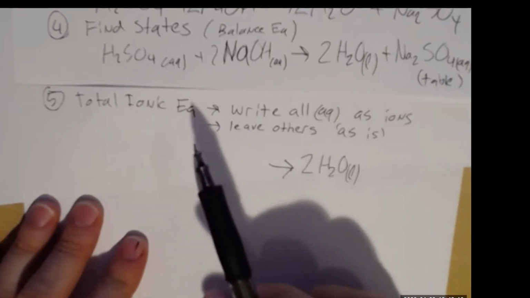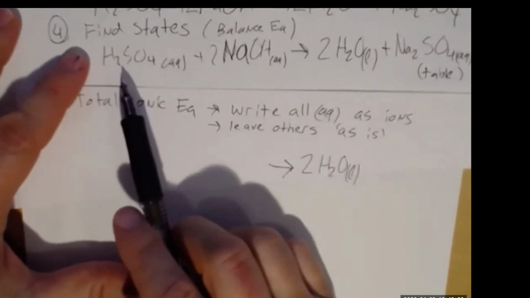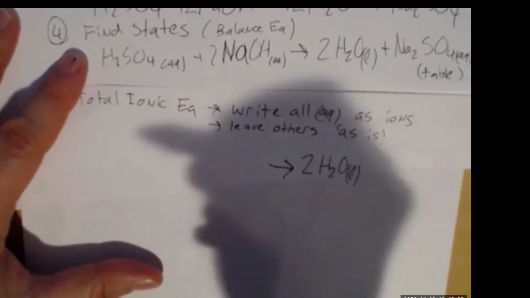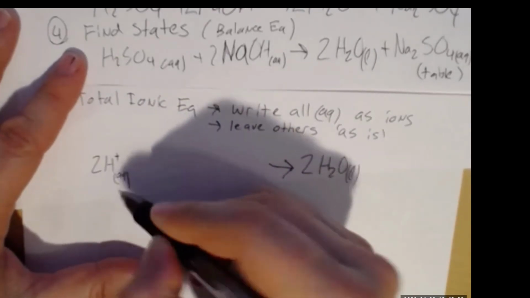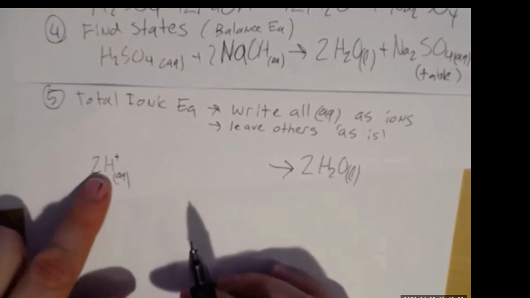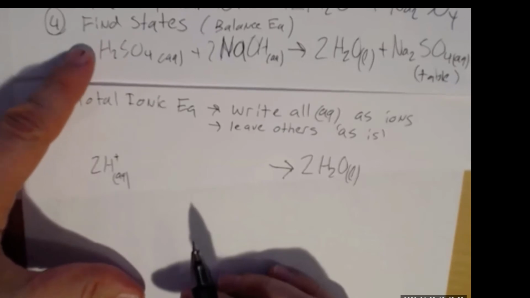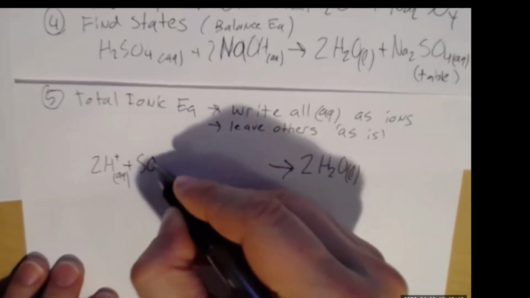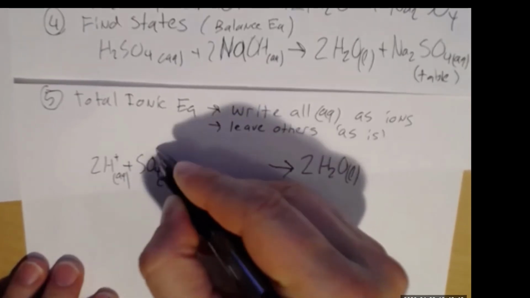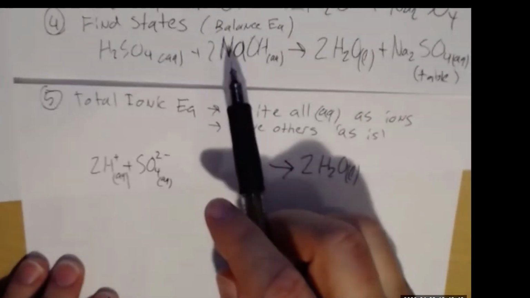Okay, should we start over here? We already broke H2SO4 apart, right? From before, we knew it was 2 hydrogen ions, aqueous. So now I need to show the charges when they've separated, right? When they're together, we should not show any charges, right? Plus SO4 aqueous, 2 minus, right? What about that one?